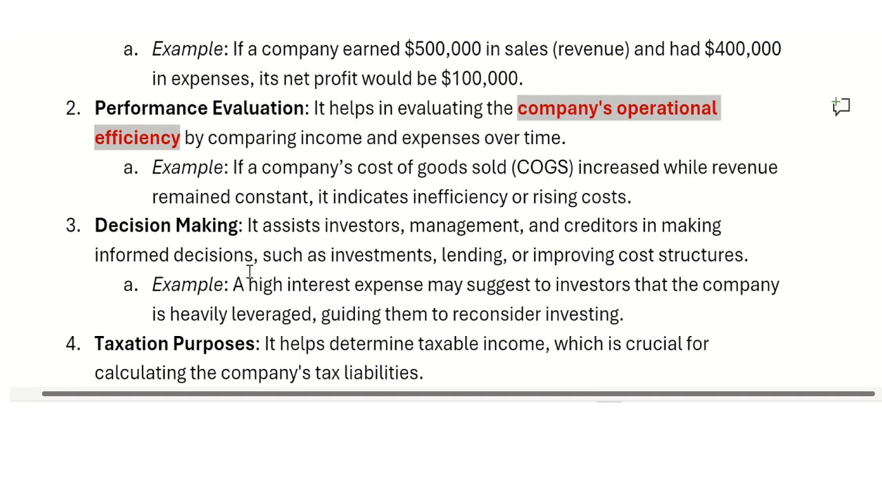Next benefit of the income statement is to take decisions. It helps investors, management, and creditors in making informed decisions such as investment, lending, or improving the cost structure. With an example, high interest expenses may suggest to investors that the company is heavily leveraged and guide them to reconsider investing.